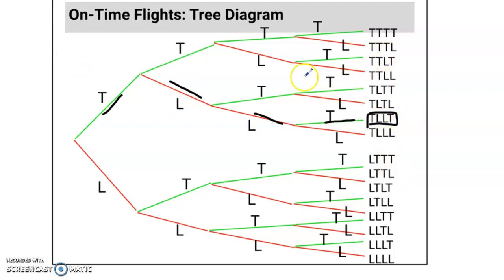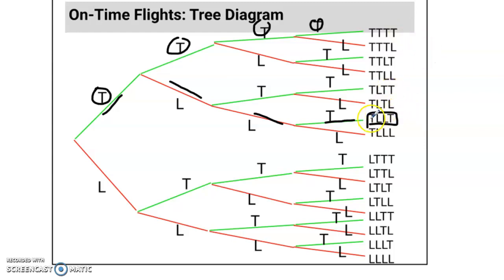So what we're able to do is use this tree diagram and multiply each of the probabilities together to find the probability of this specific outcome. So if I want to find the probability of all of them being on time, I would take 0.79, which is the probability of success, and multiply it by itself 1, 2, 3, 4 times. So the probability of all 4 of them being on time is 0.79 times 0.79 times 0.79 times 0.79. That's 0.79 to the 4th power.